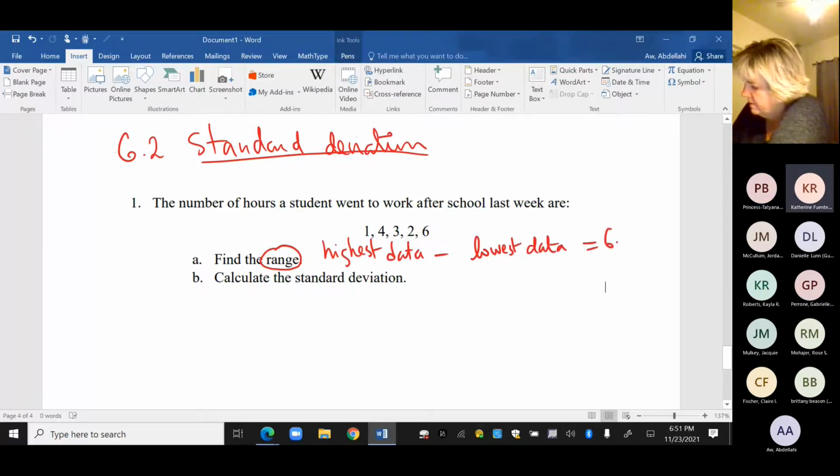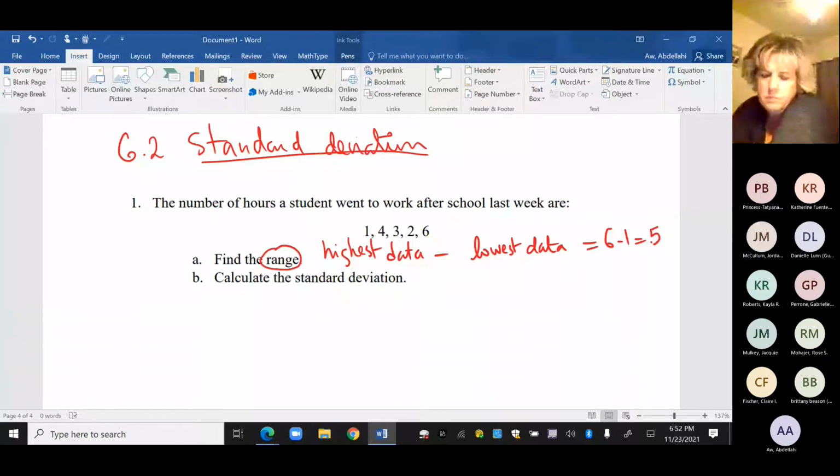Which is 6 minus 1, which is 5. Again, why do we need to know that in statistics? This all goes to how spread my data is. If your range is small, what does it tell you about your data? Is it very spread or not spread? If the range is small, my data is not spread. If the range is large, then my data is spread.